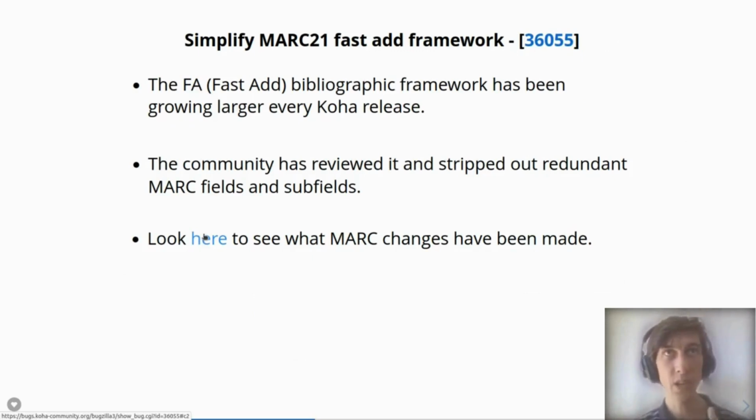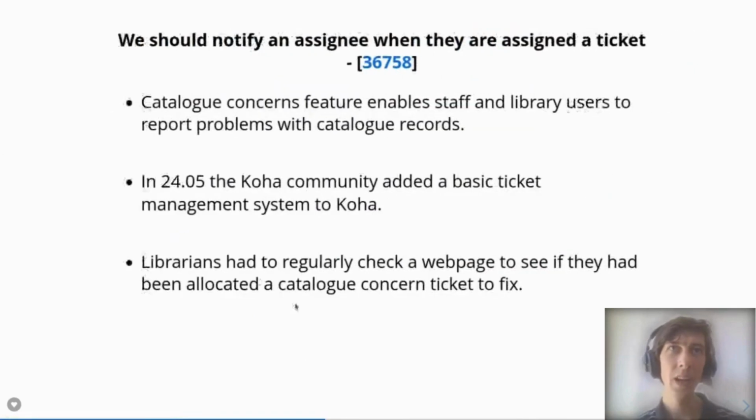So Catalog Concerns is a feature that's been in Koha for a while, and it enables library staff and OPAC users, so the public using your library, to report problems with catalog records. So this could be things like the version number is incorrect or the title is incorrect, any kind of discrepancies. And that's been a feature of Koha for some time. And in 24.05, the community added basic ticket management functionality to Koha for dealing with these catalog concerns.